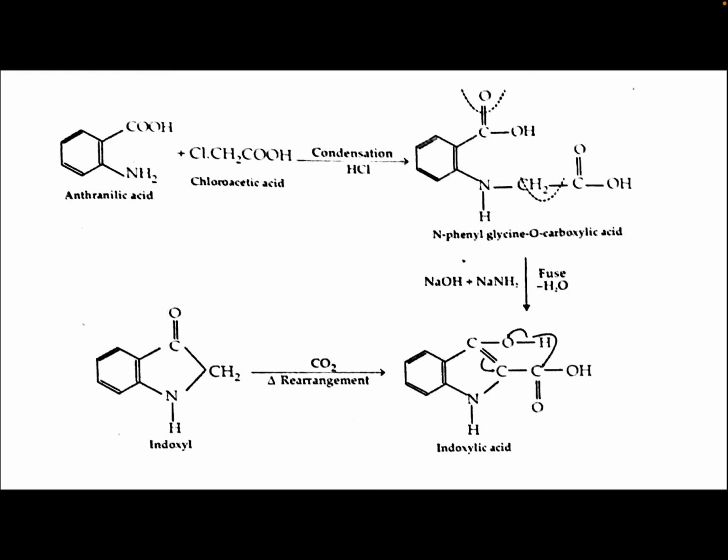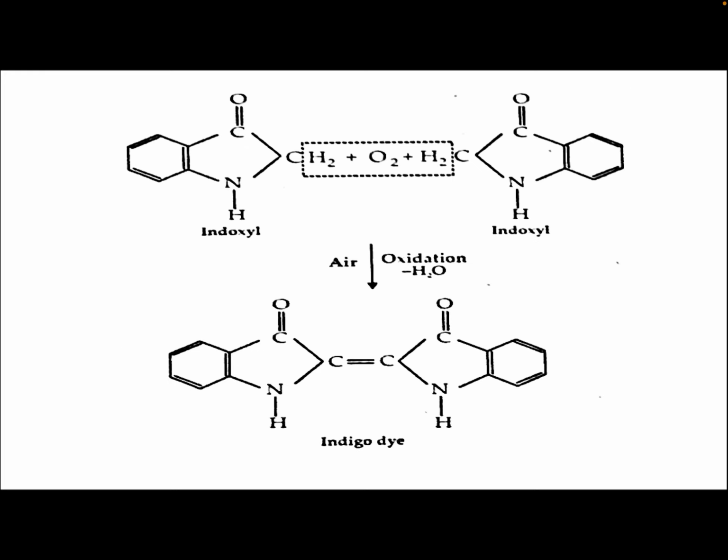This is anthranilic acid. On condensation with chloroacetic acid, we get N-phenyl glycine ortho-carboxylic acid. On fusing with NaOH plus sodamide, it gives indoxylic acid. This indoxylic acid on rearrangement gives indoxyl. Two molecules of indoxyl on air oxidation give indigo dye. This is the indigo dye.